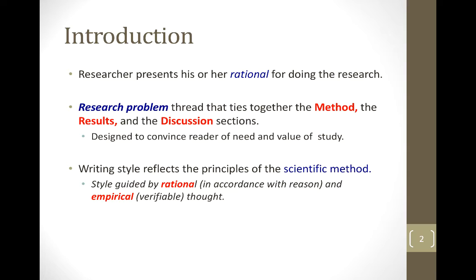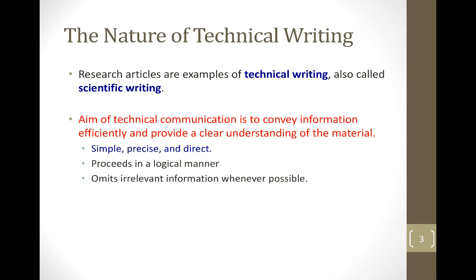The writing style of a research article reflects the principles of scientific method. It should be rational, in accordance with reason, and it should be empirical or verifiable with other references. Research articles are examples of technical writing or scientific writing. The aim of technical communication is to convey information efficiently and provide a clear understanding of the material. Technical writing or scientific writing is simple, precise, and direct. It proceeds in a logical manner, and it omits irrelevant information whenever possible. So simple, clear, and to the point.